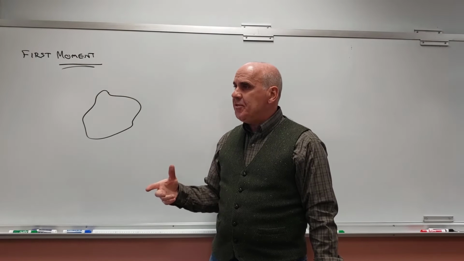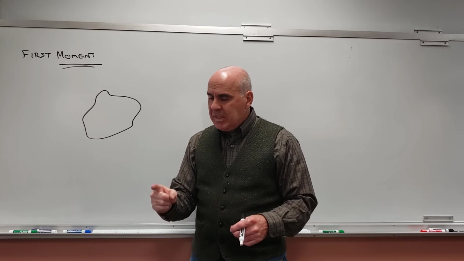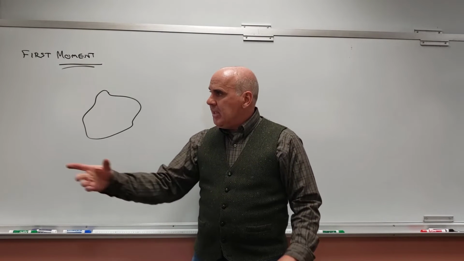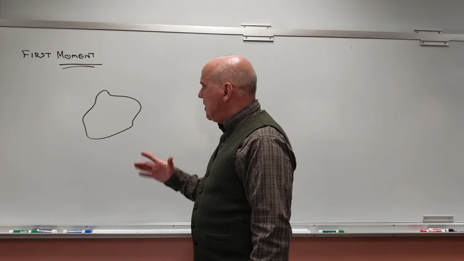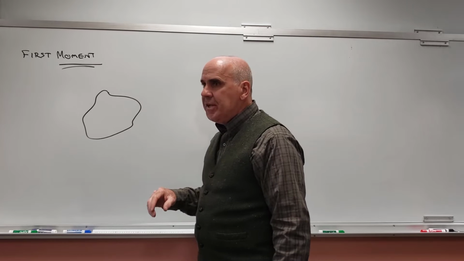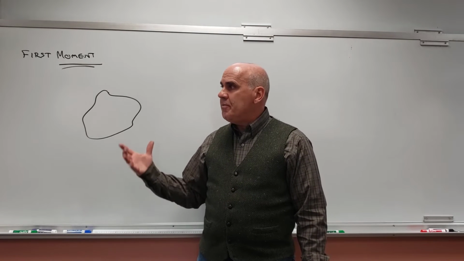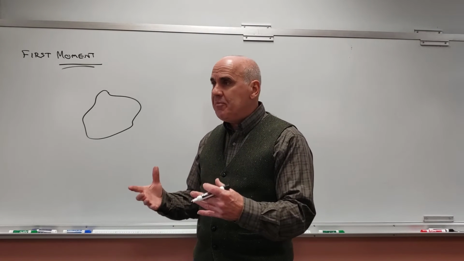And I showed you in a previous video, at least in one dimension, if I look at the center of mass of a one-dimensional object, I can balance that object on my finger if I put it underneath the center of mass. And the idea here is that the position of the centroid is going to yield a moment of zero. Okay, and so that's where the first moment comes from.